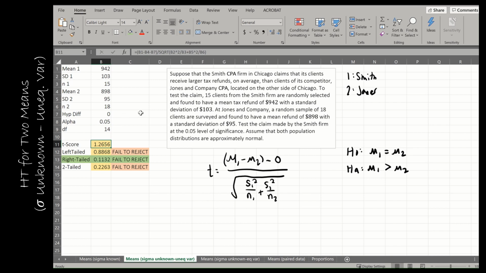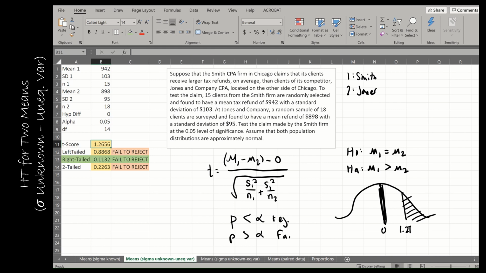Again, my t-score is 942 minus 898 minus 0, and then I'm dividing it by the standard deviations, and it's 1.2656. Again, never a bad idea to look at your picture, so 1.26, 1.27, and I'm finding what's the area to the right of that, so it makes perfect sense that it would be smaller than 0.5, obviously, because 0 is here in the middle. So I get a right tail value of 0.1132. Remember, I'm always comparing p to alpha, so if p is less than alpha, I reject. If p is greater than alpha, I fail to reject.